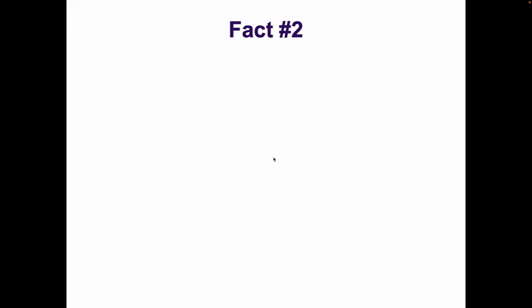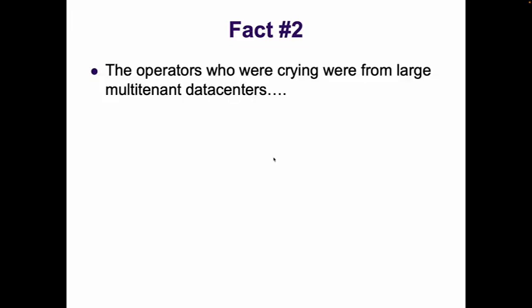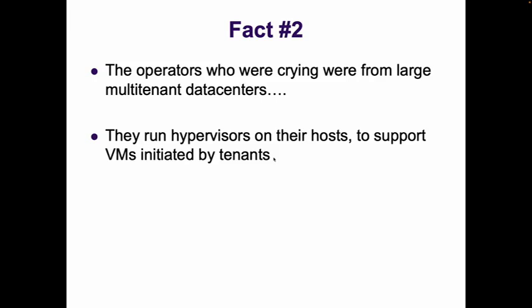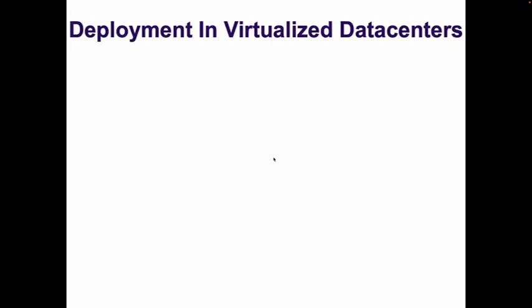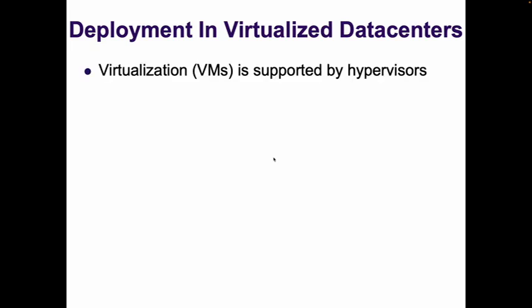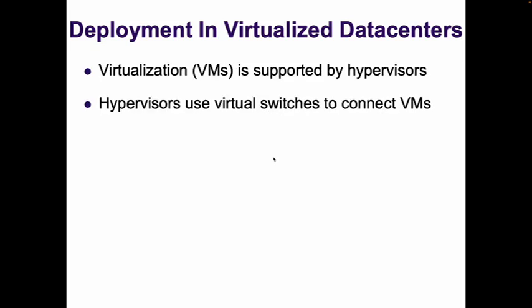Fact number two is the operators who were crying were the ones who were running these multi-tenant data centers. And so they run hypervisors on the host that support a lot of VMs. And these two facts gave us an opening. And so in the next 6 minutes, I will tell you how. So how do you deploy in a virtualized data center? That means the VMs are supported by hypervisors.